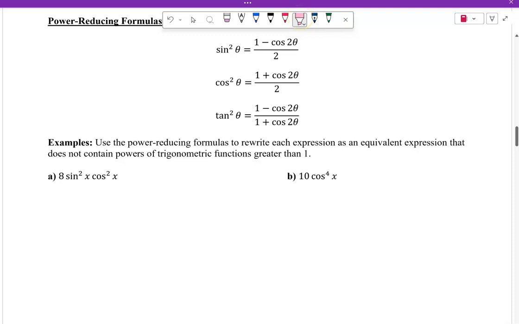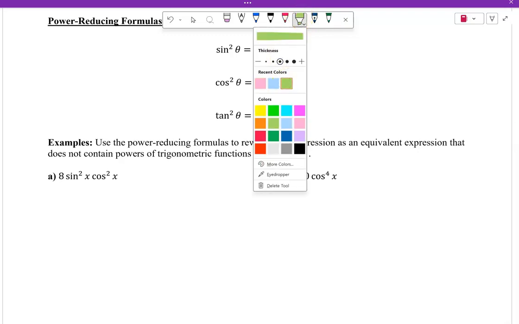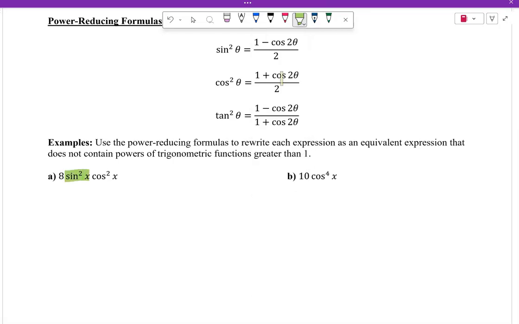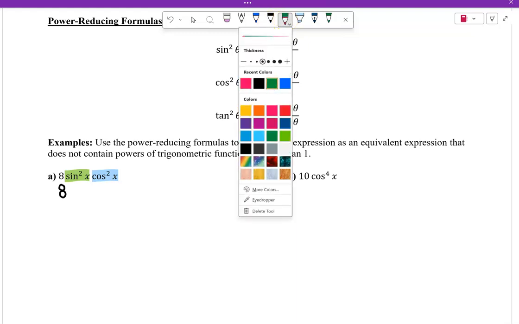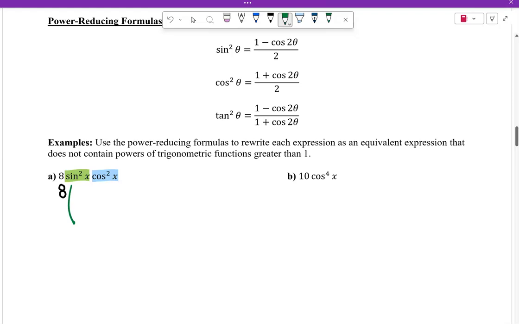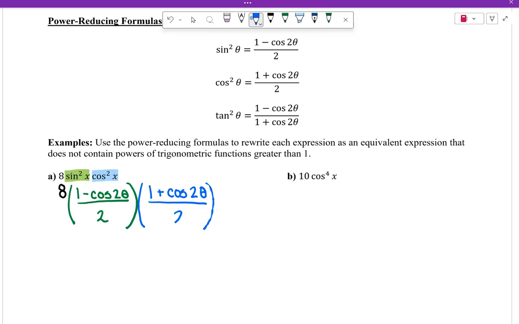So on this first one, we can see that we have a sine squared. We also have a cosine squared. So we're going to change these. So we're going to have 8, and then we're going to change it to that up there. So 1 minus cosine 2 times theta over 2. And then the next one is 1 plus cosine 2 theta all over 2.